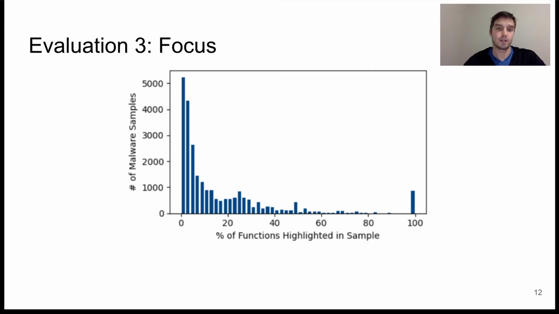You'll notice a large blip on the right-hand side of the graph, that is, 100% of those binaries' functions were highlighted. This is due to those samples being very small, composed of roughly 10 functions total. These samples were simple droppers where every function contains behaviors describable by MITRE, and crucial to the malware's singular task of dropping and executing files on the victim's host.